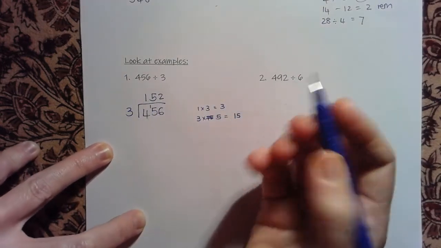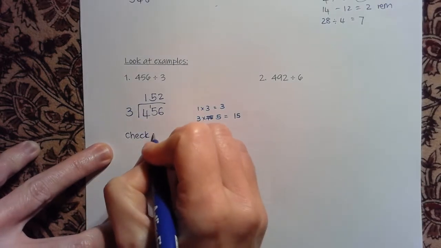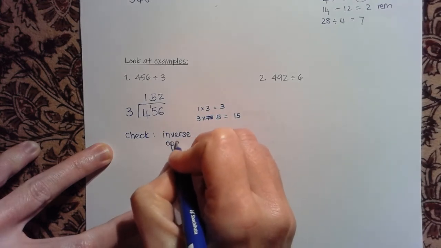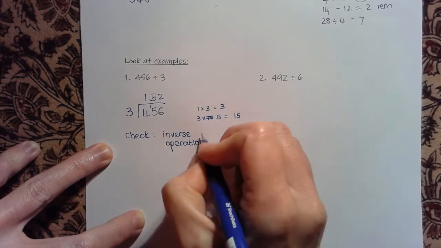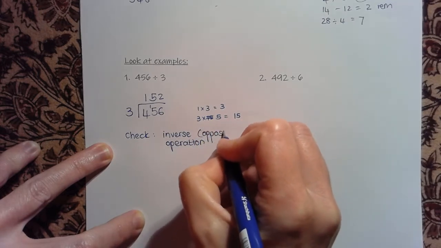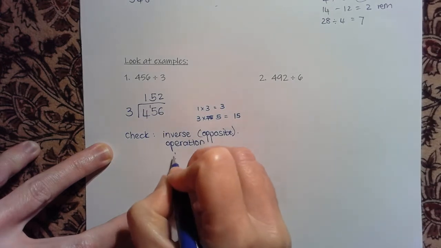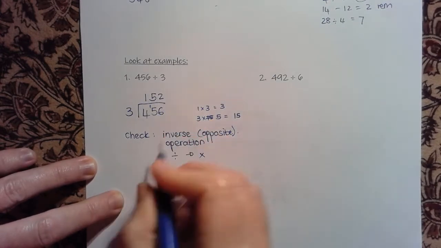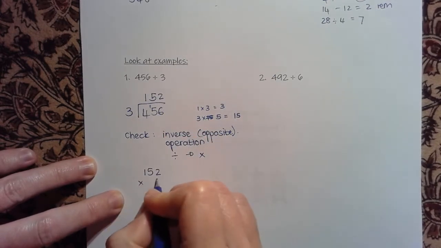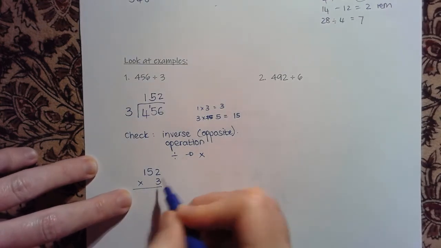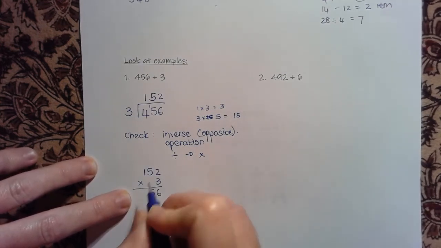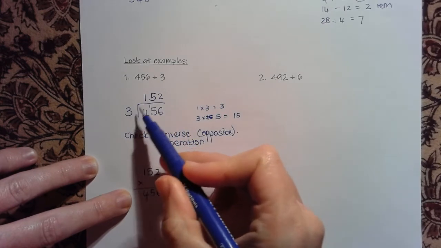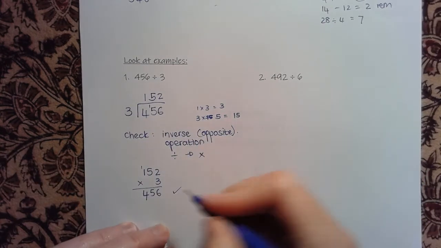So then this is your answer. Always check whether you worked correctly. You use the inverse operation to check. So what is the inverse? That means the opposite. So what is the opposite of divide? That would be multiply. So then we will say, right, we're going to take 152, our answer, times 3, the divider. 2 times 3 is 6, 5 times 3 is 15, 1 times 3 is 3 plus 1 is 4. Is that the same as the number that's written here? Yes, it is. So I know that I've worked correctly.